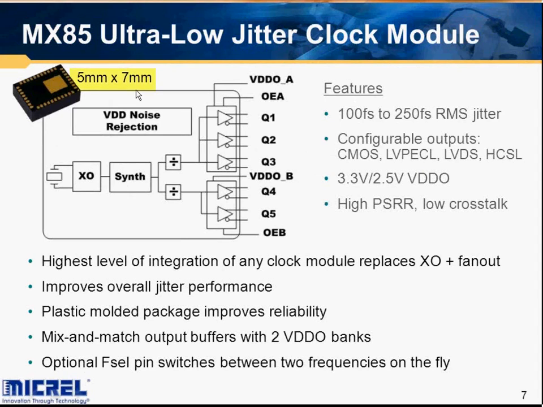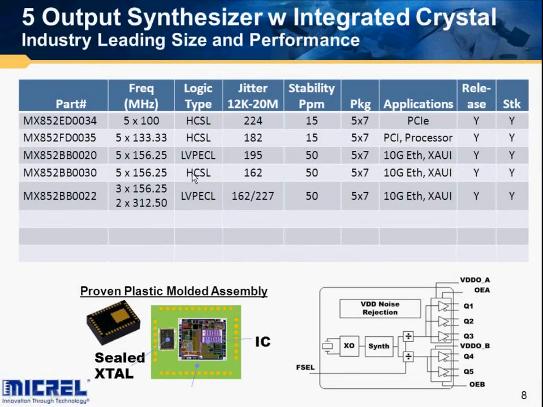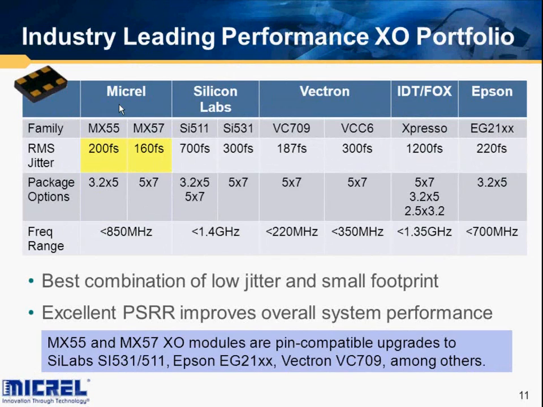Another product is the MX85. This is a small 5 by 7 millimeter package that offers 5 differential outputs of whatever frequency you decide to use. A web-based tool allows you to go in and configure this device, or you can choose from a list of common devices that have already been created. One of the more popular devices is the 156.25 megahertz. This is often used for 10 gigabit Ethernet applications. The table shown here gives a comparison of Micrel's performance in this XO line to other vendors. You'll see that the jitter performance of the Micrel products is far superior to what's available today in the market.